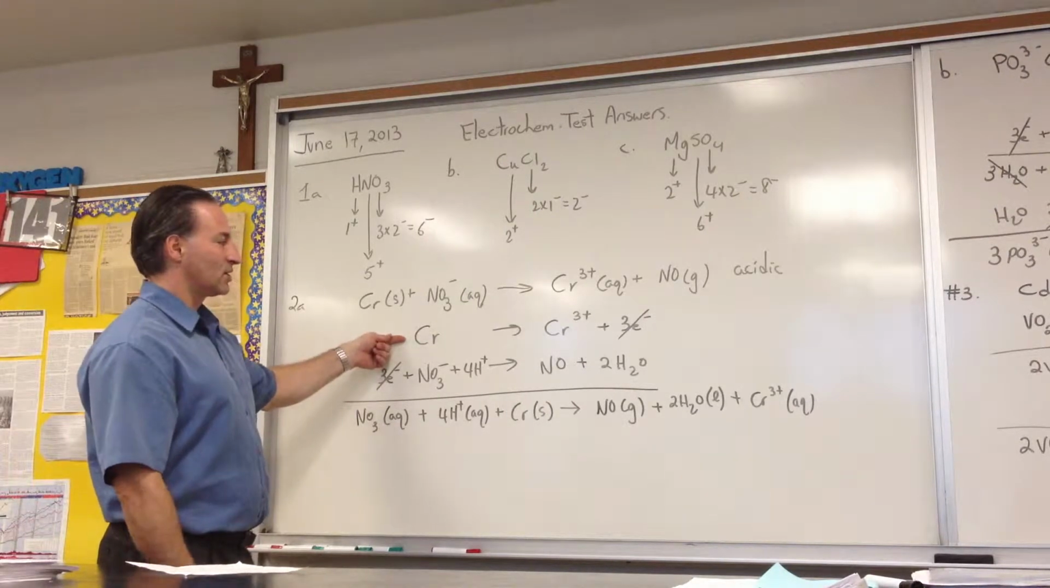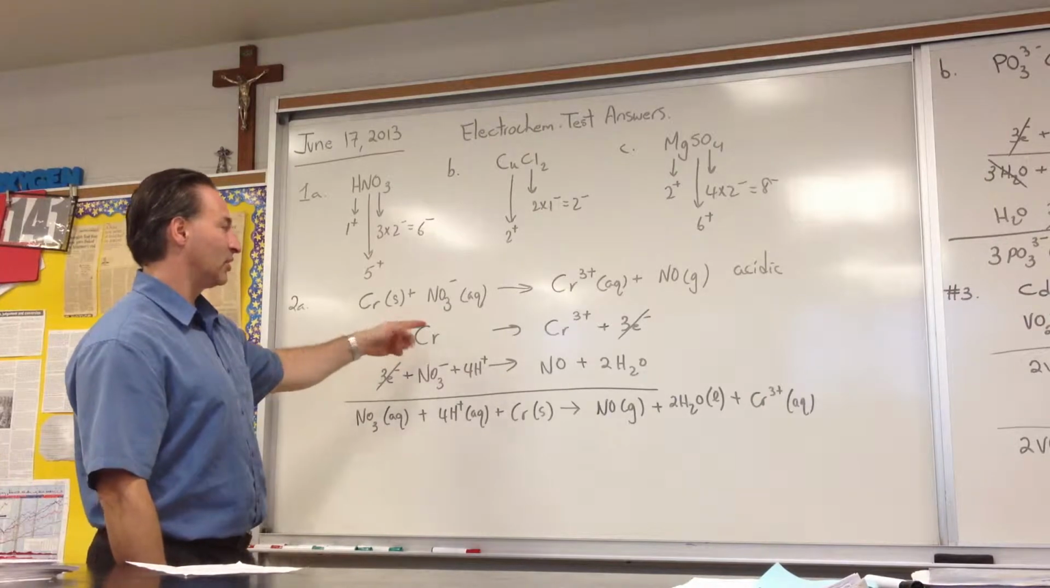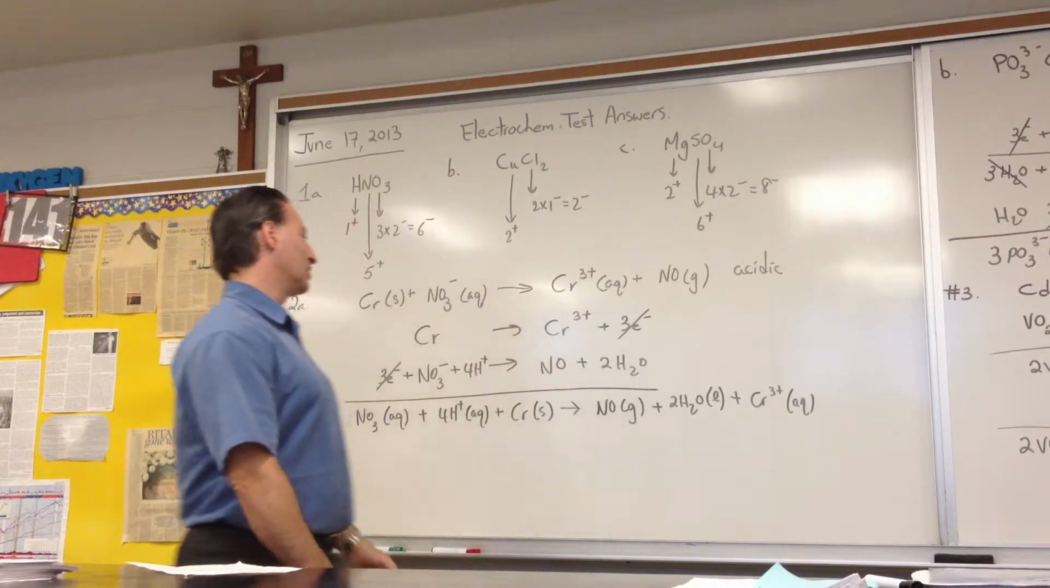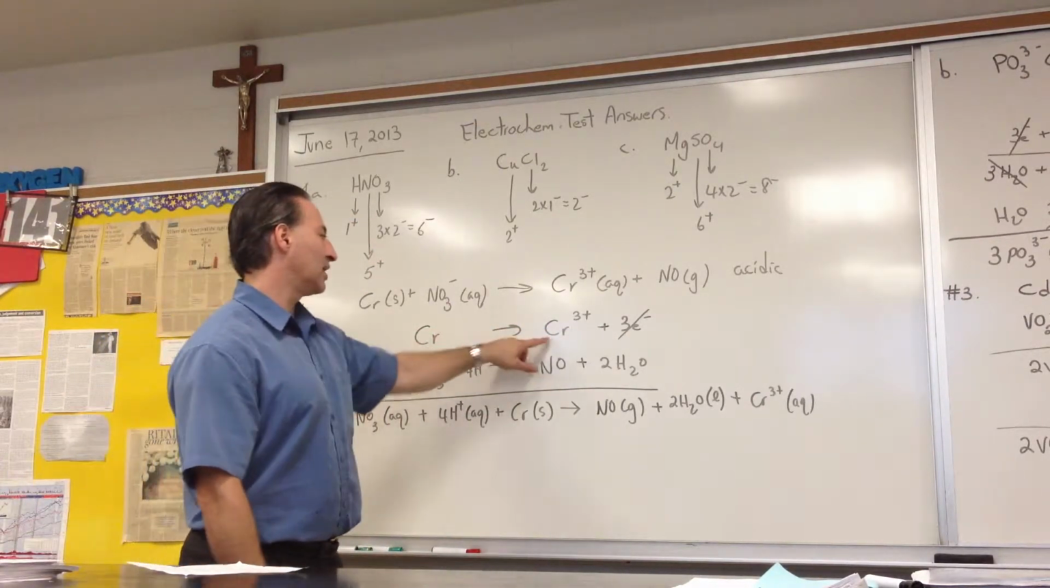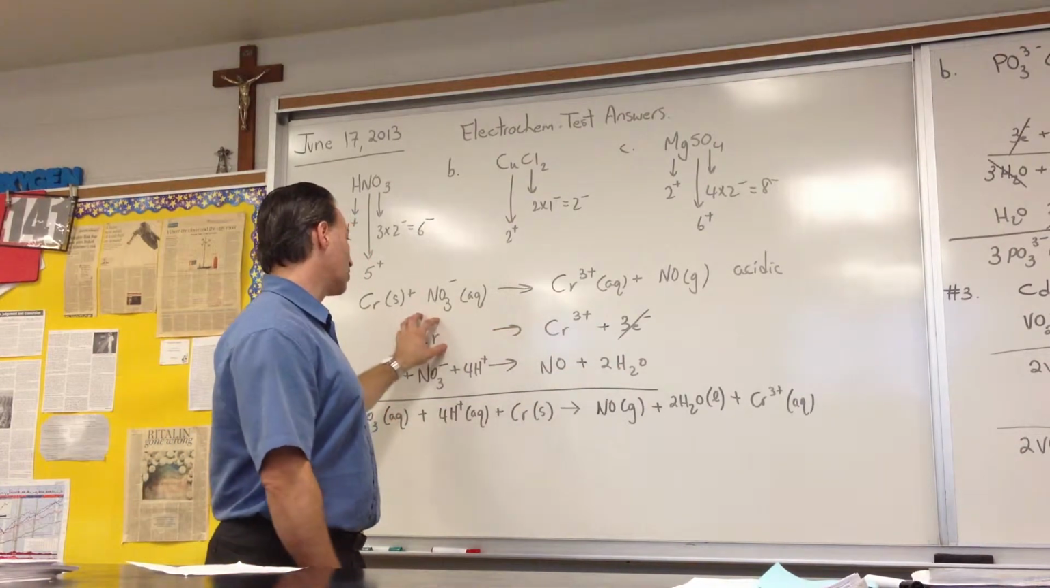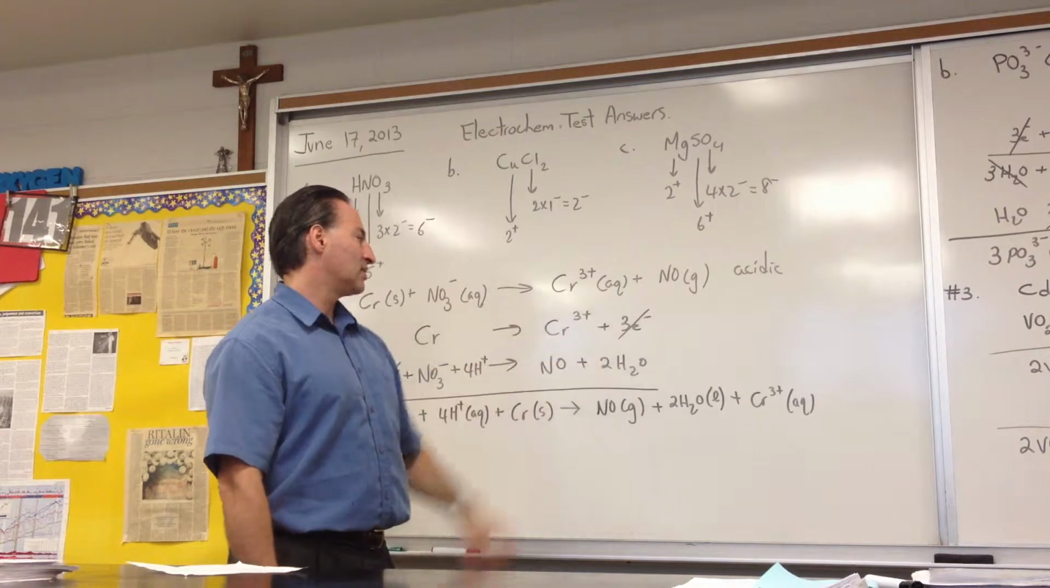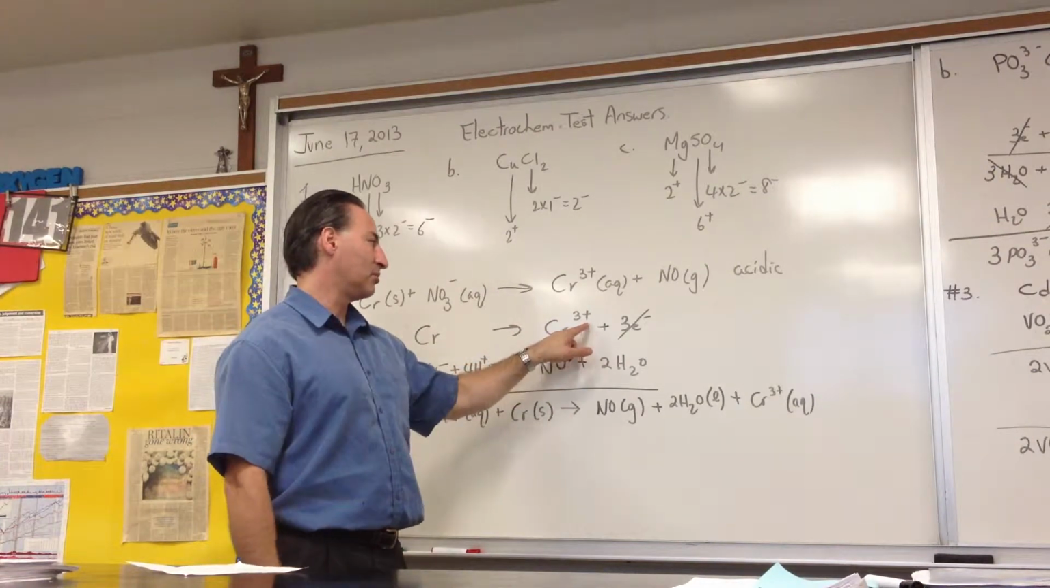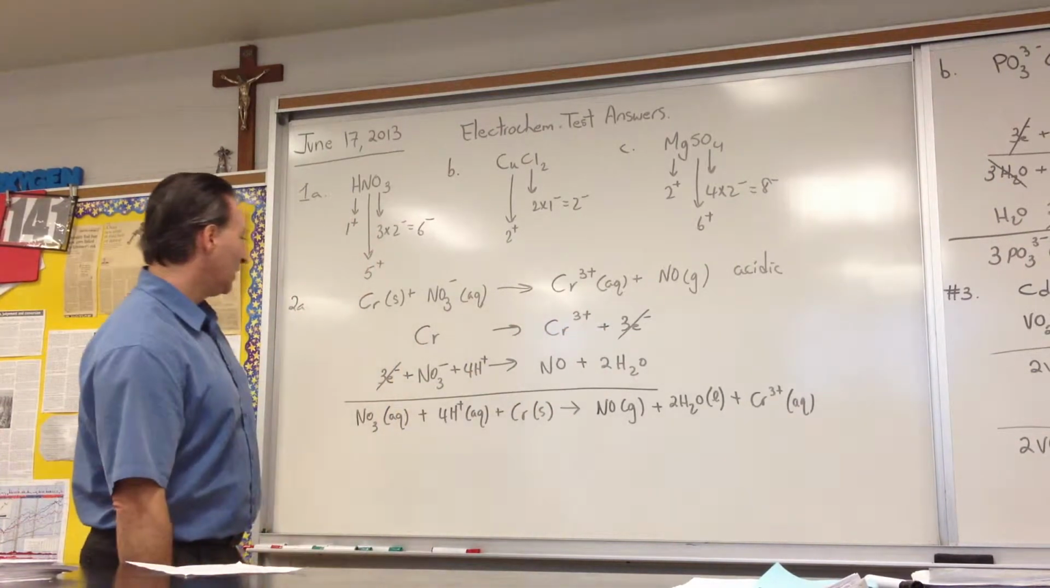You see that there's no oxygens in this half reaction, so the only thing we have to worry about is the charges. Chromium is becoming chromic, so we need 3 electrons to balance the charges here. There's no charge on this side of the half reaction. This side of the half reaction will be balanced with a 3+, will be balanced with a 3-.